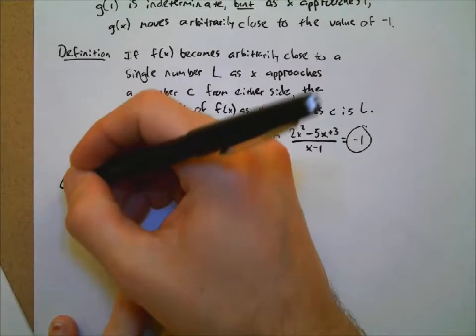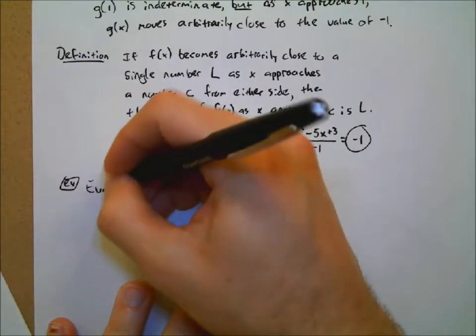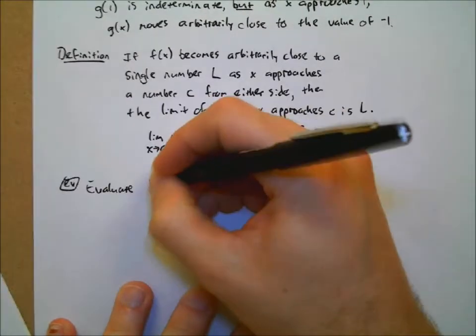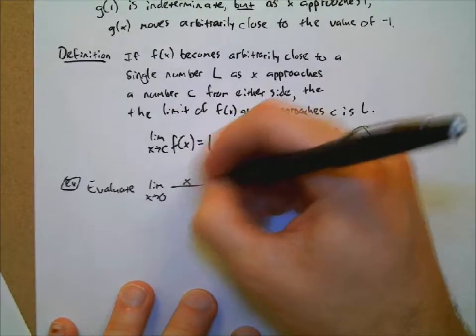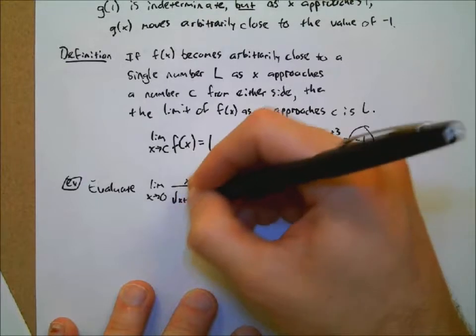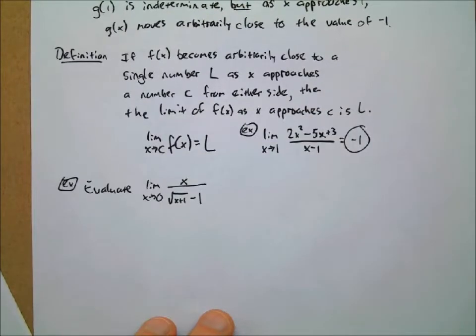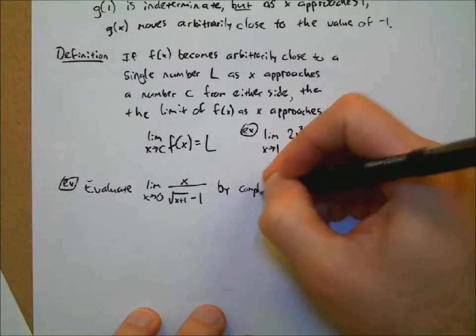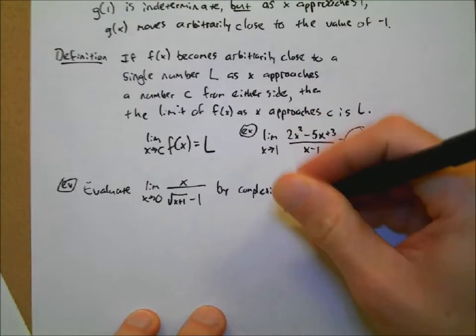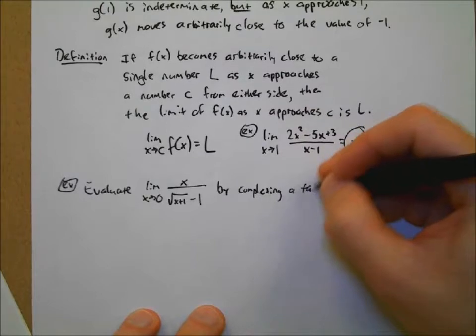So let's evaluate the limit as x approaches 0 of x over the square root of x plus 1 minus 1. Okay? And we'll do it by completing a table. Now, don't worry. All of calculus is not you filling in tables. Okay? We're going to learn other strategies.